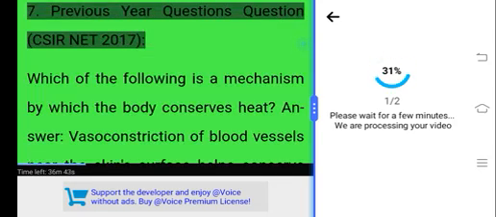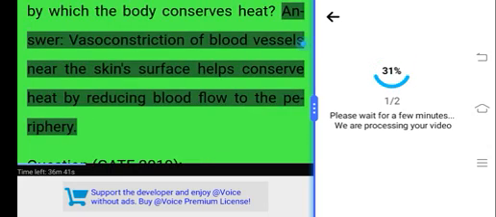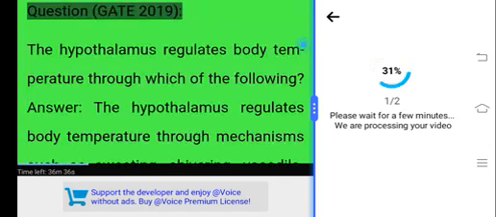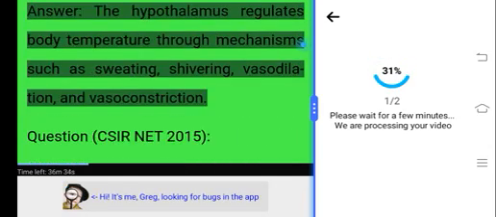7. Previous year questions. Question. CSIR NET 2017. Which of the following is a mechanism by which the body conserves heat? Answer. Vasoconstriction of blood vessels near the skin surface helps conserve heat by reducing blood flow to the periphery. Question. 2019. The hypothalamus regulates body temperature through which of the following? Answer. The hypothalamus regulates body temperature through mechanisms such as sweating, shivering, vasodilation, and vasoconstriction.